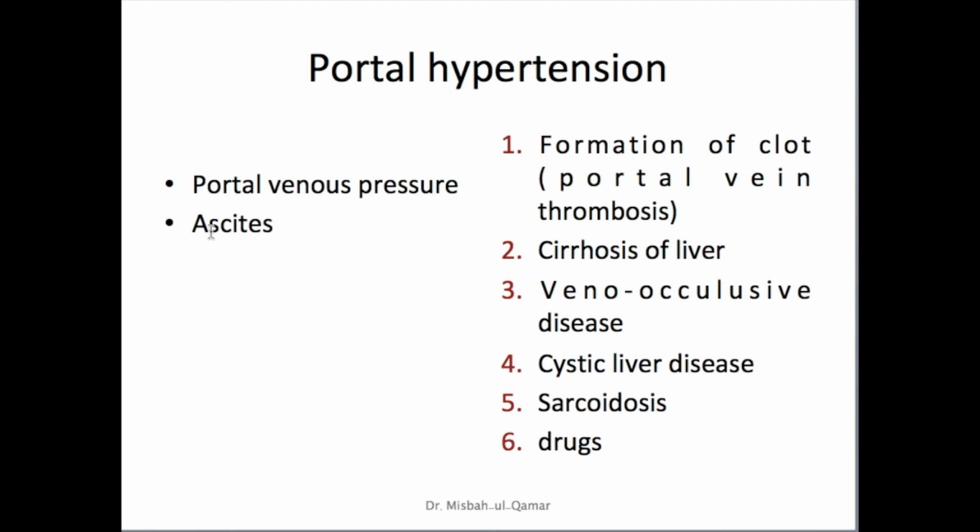Now, what is this condition? Ascites. Ascites is the collection of free fluid in the peritoneal cavity, and its usual cause is the transudation of fluid into lymph and leakage from the surface of the liver into the abdominal cavity due to high pressure in hepatic veins.